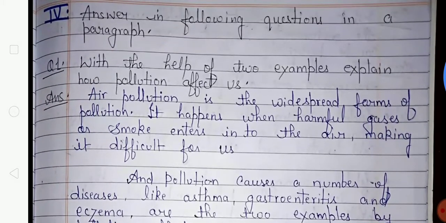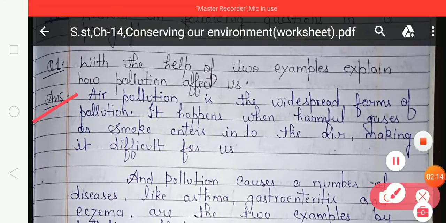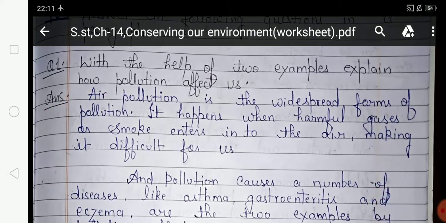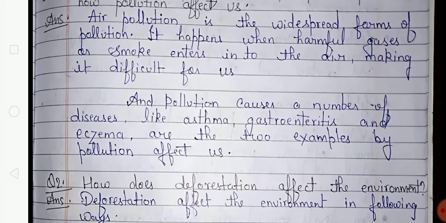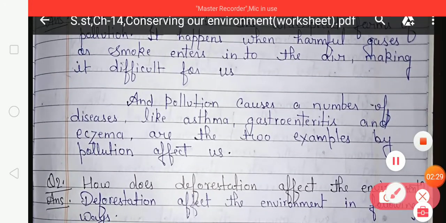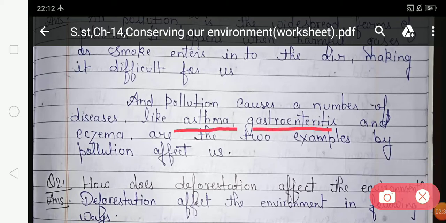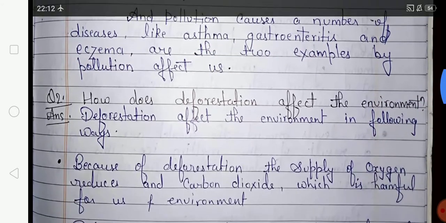So your answer is, air pollution is a widespread form of pollution. It happens when harmful gases or smoke enter the air, making it difficult for us. Air pollution causes a number of diseases like asthma, gastroenteritis and eczema. These are the two examples of pollution that affect us.